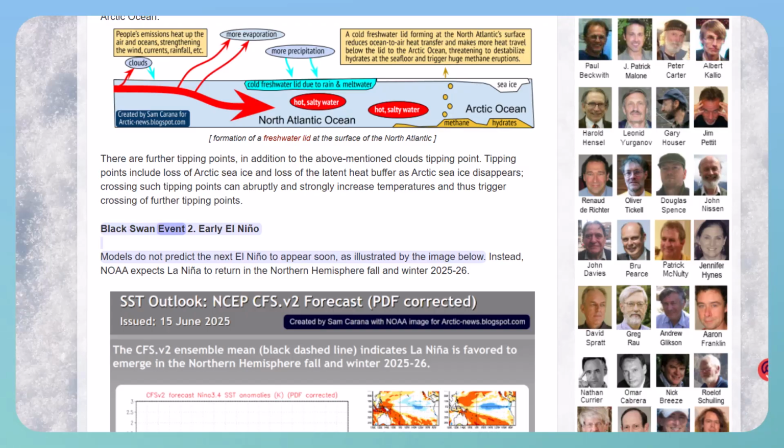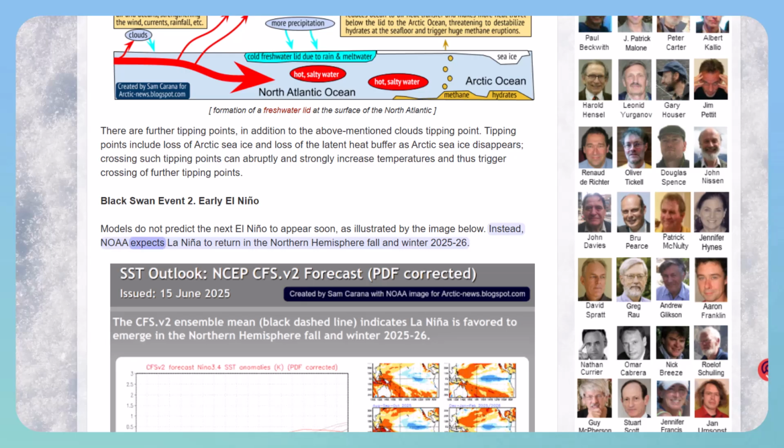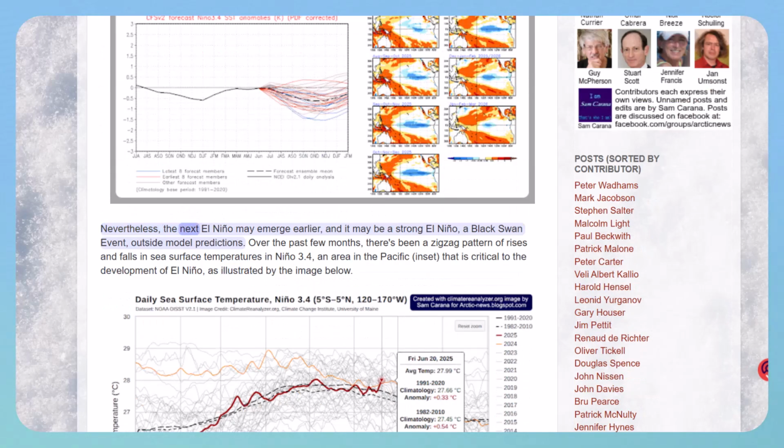Black Swan Event 2. Early El Niño. Models do not predict the next El Niño to appear soon, as illustrated by the image below. Instead, NOAA expects La Niña to return in the Northern Hemisphere fall and winter 2025-26. Nevertheless, the next El Niño may emerge earlier, and it may be a strong El Niño, a black swan event, outside model predictions.